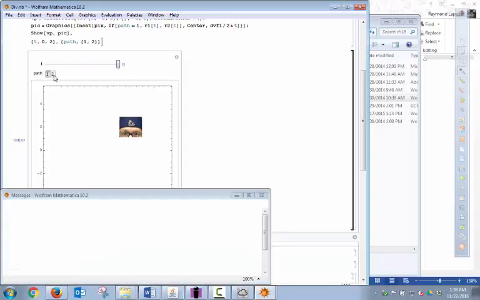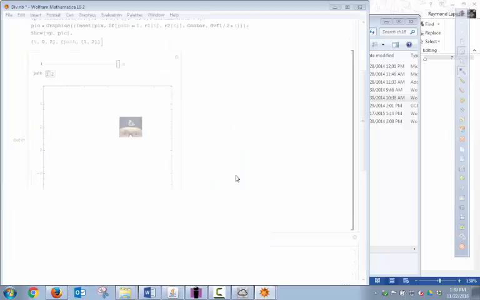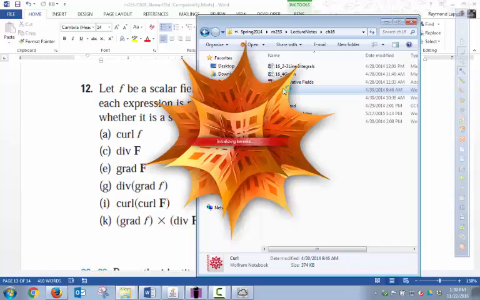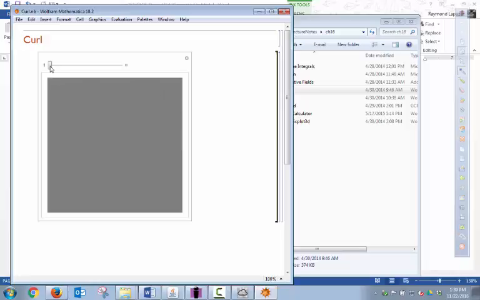So let's see, what's the other path here? Oh, stop working. Come on. All right. The curl is even cooler because it goes around in circles. I'm wasting time. That was a good 7 minutes already.